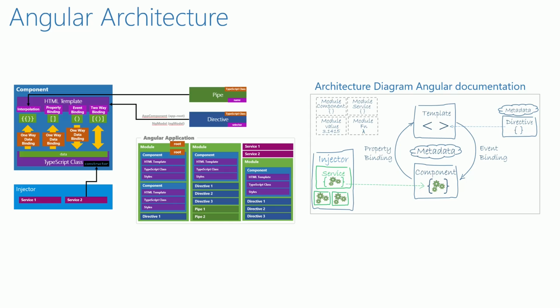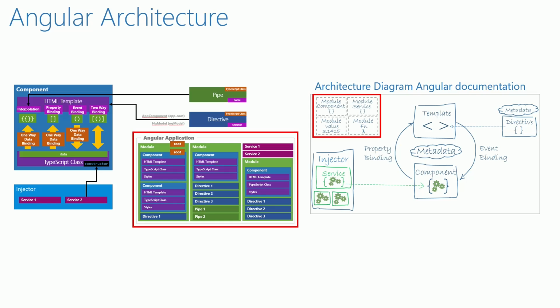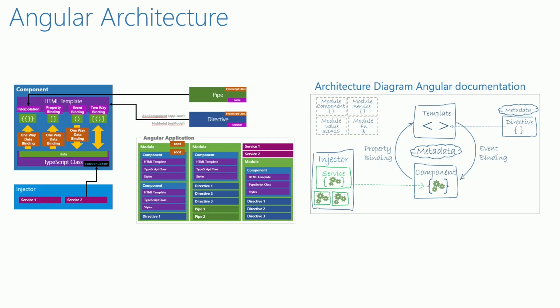The composition of modules and components are represented here in the original diagram. The equivalent part in our diagram is the representation of composition of modules, components, directives, pipes, and services in an Angular application.